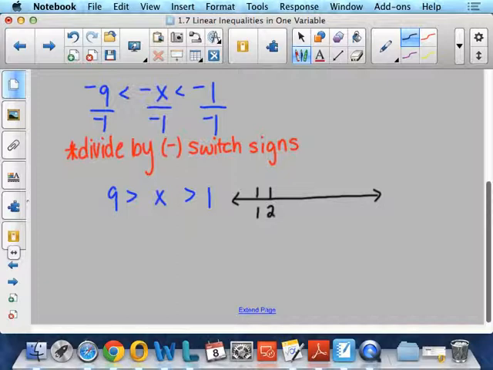Okay, so now if I'm going to sketch it, for the 9, it's not equal, so we're going to have an open circle. Same thing with the 1. And x is in between the two numbers, so I'm going to shade in between 1 and 9. So this would be my final answer.